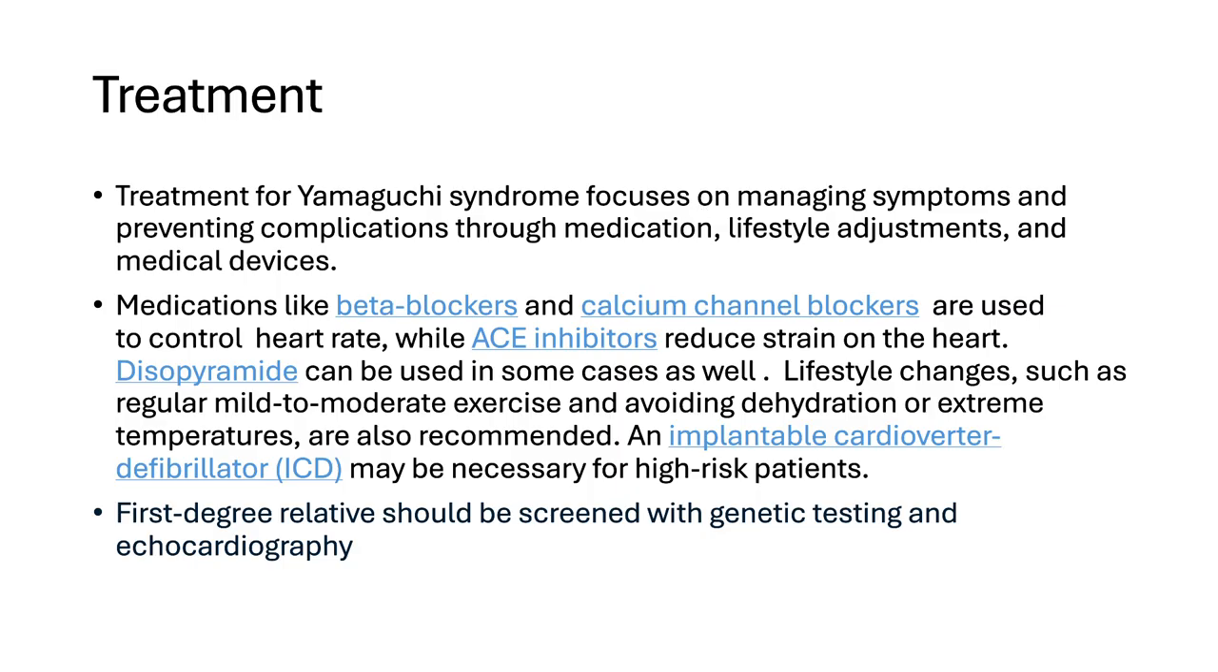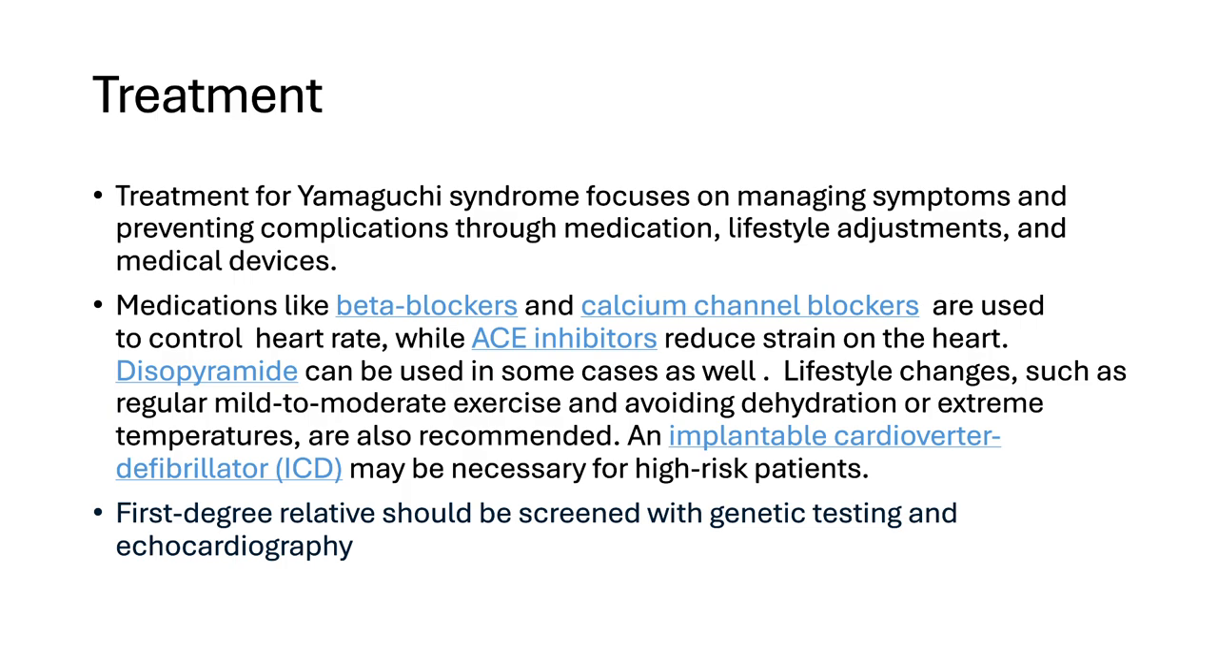When coming to the treatment of Yamaguchi syndrome, it focuses on managing the symptoms and preventing complications through medications, lifestyle adjustments, and medical devices. For medications, we can use beta blockers and calcium channel blockers to control heart rate. ACE inhibitors can be used as well to reduce strain on the heart, and an antiarrhythmic, disopyramide, can be used in some cases as well.